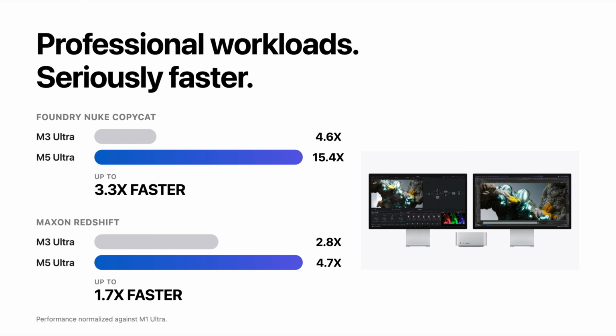With machine learning training using Copycat inside Foundry Nuke, M3 Ultra reaches 4.6 times the M1 Ultra baseline. M5 Ultra reaches 15.4 times. That's around 3.3 times faster than M3 Ultra. Then we have Maxent Redshift. M3 Ultra reaches 2.8 times the M1 Ultra baseline, while M5 Ultra reaches 4.7 times.